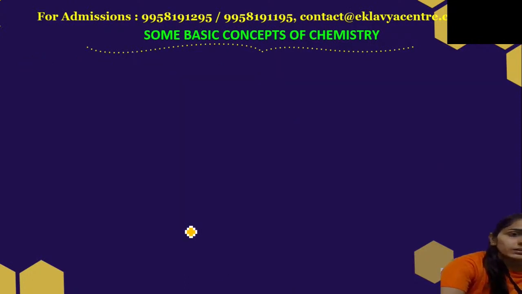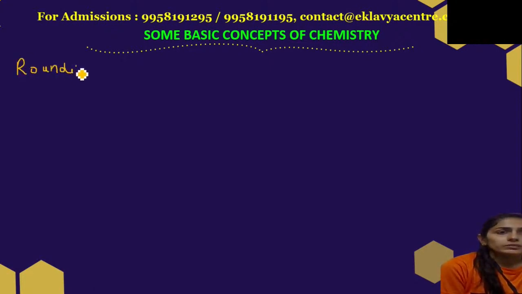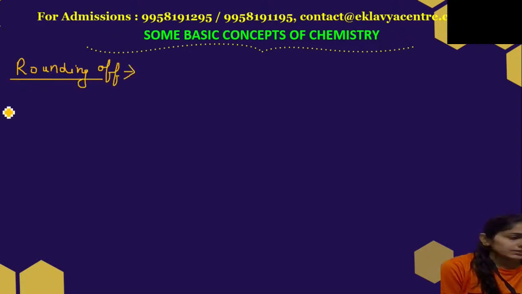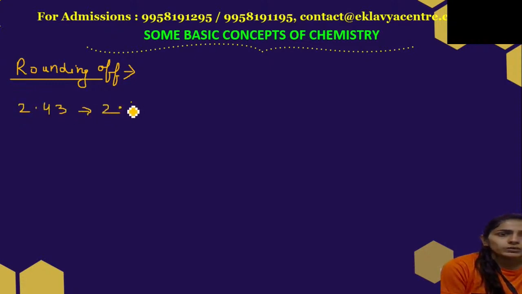Okay, now see, suppose rounding off. How do we do rounding off? It's very simple, you must have learned this in your junior classes. Suppose we have 2.43, so round off. You will simply say it is 2.4 because this is less than 5. If I say round off 2.49, this is more than 5, so 2.5, very simple.